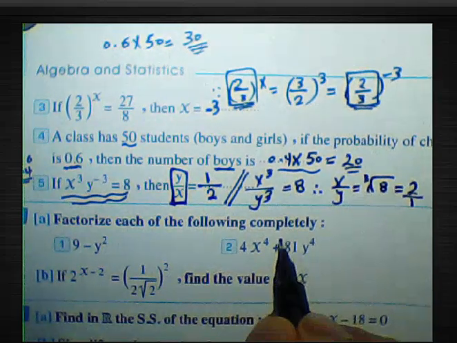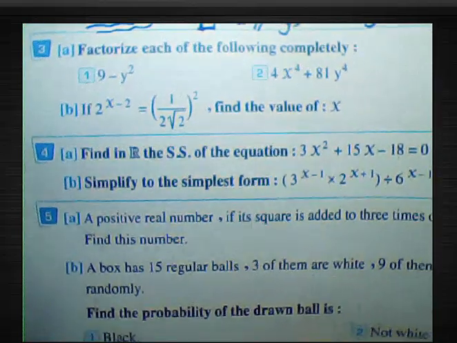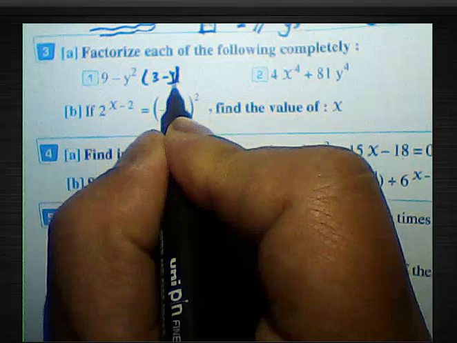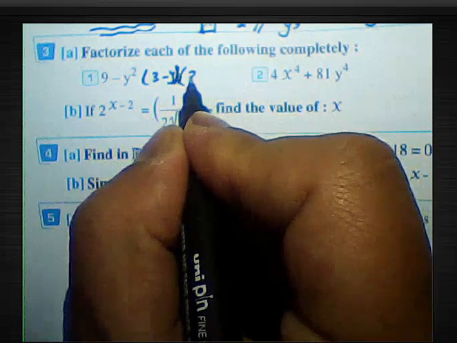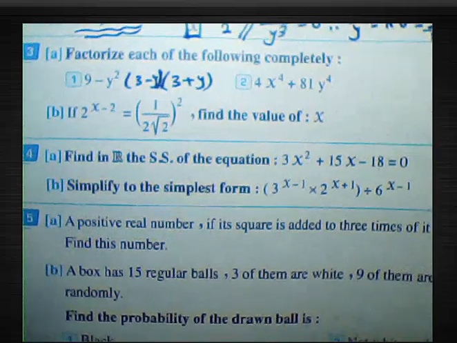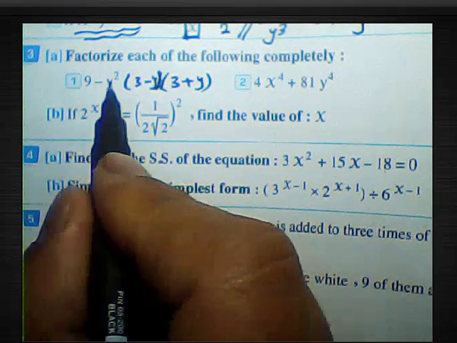Factorize each of the following completely. 9 minus y power 2, we can factorize it: 3 minus y multiplied by 3 plus y. We have the difference between two squares here.